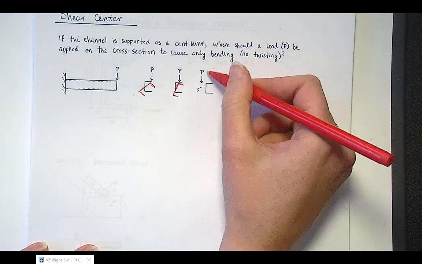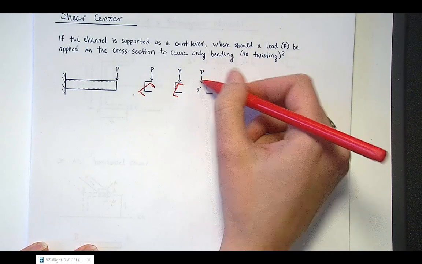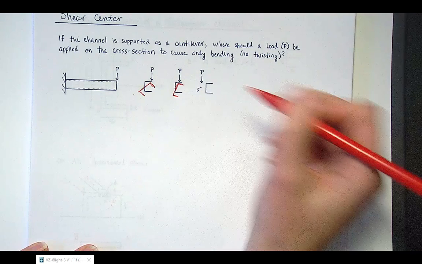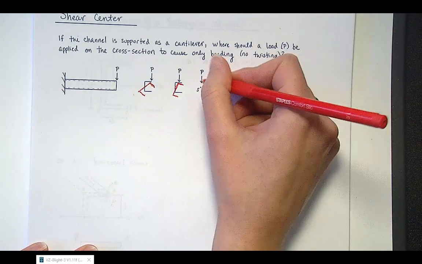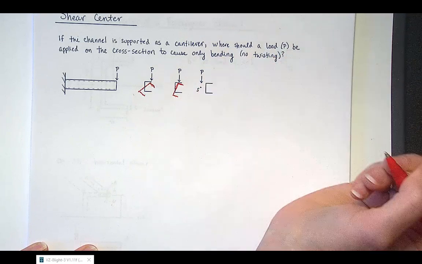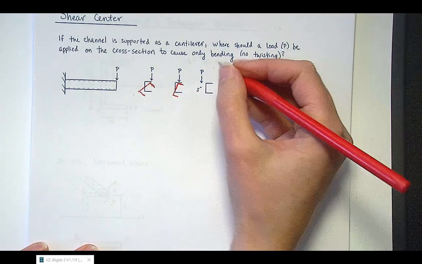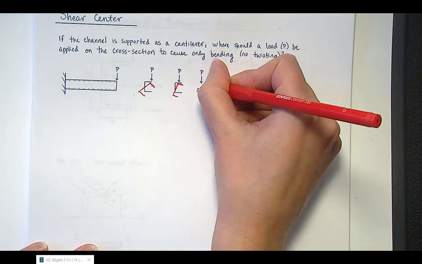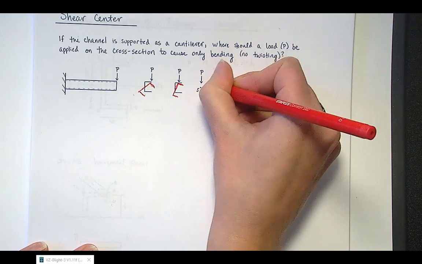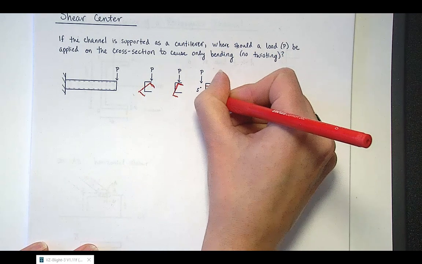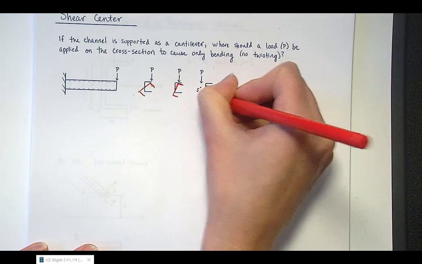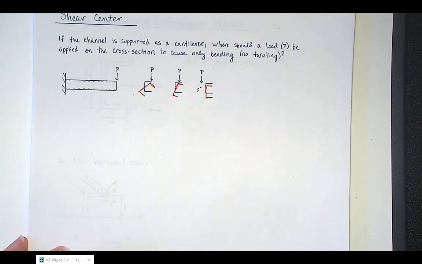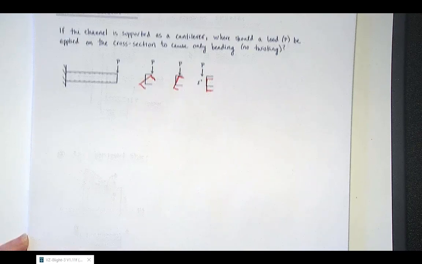And then if the load is actually placed off the edge of the channel shape, this is actually where the shear center is located for channel shapes. And this is the location where the load should be applied so that there's no twist and only bending. So the deflected shape would look something like that.